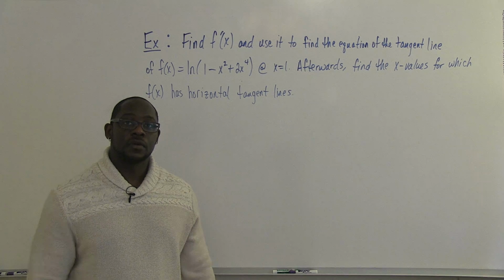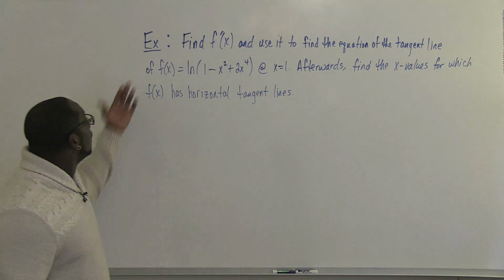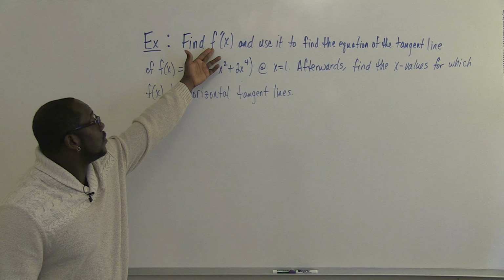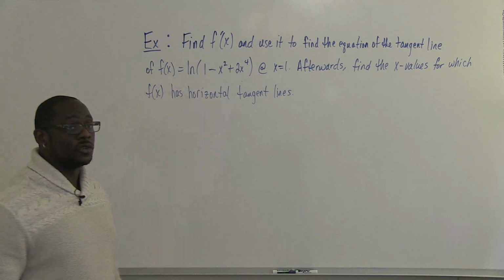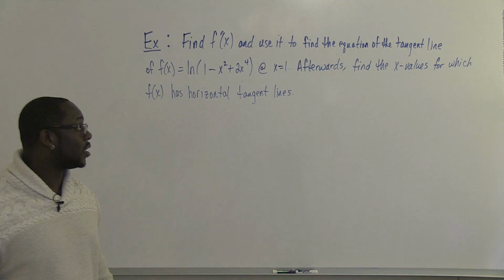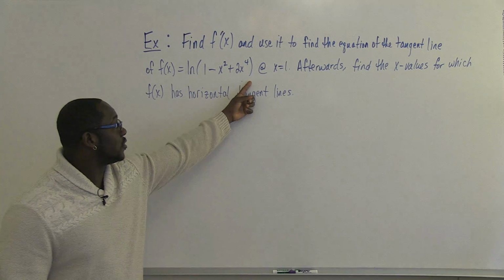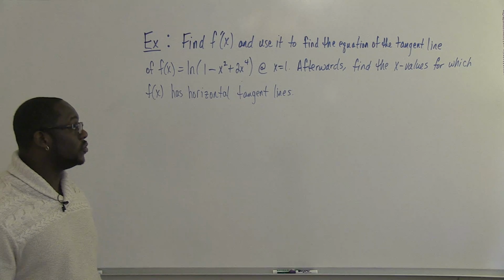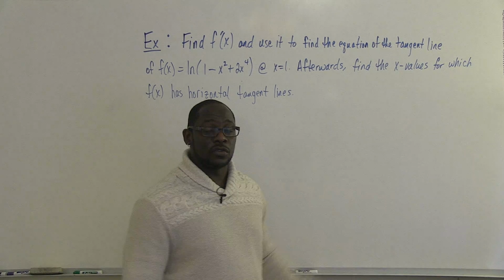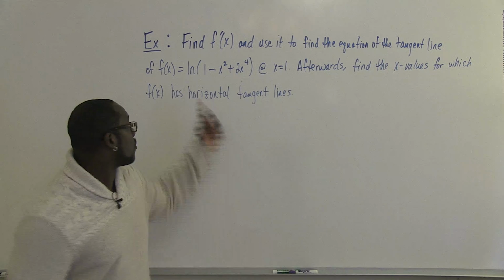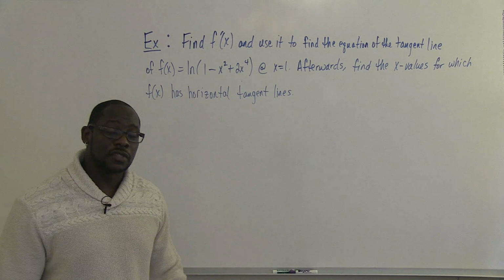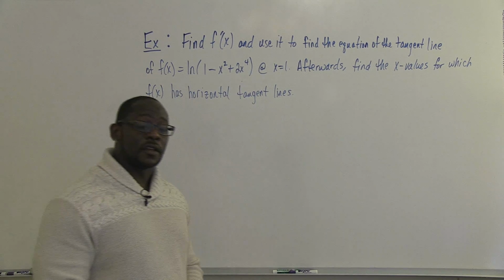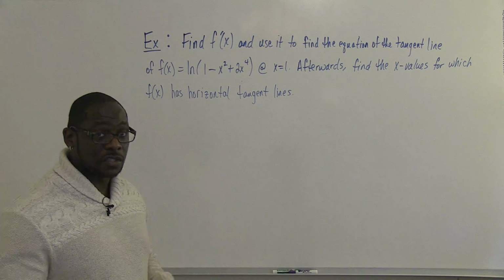Okay, so now we're going to do our last example. We need to find what f prime of x is and use it to find the equation of the tangent line to this particular function when x is equal to 1. And then after that, what we want to do is find the x values for where our original function here has horizontal tangent lines. We have a lot of different things that we need to do, so let's just go ahead and get started here.